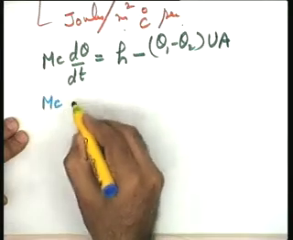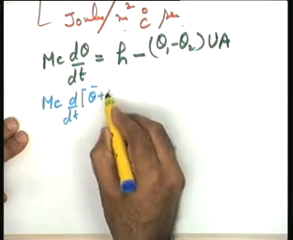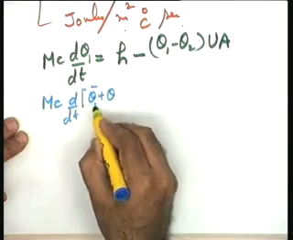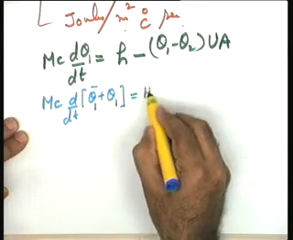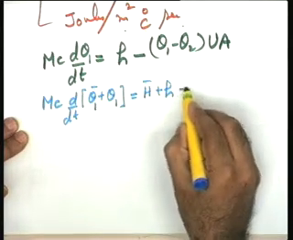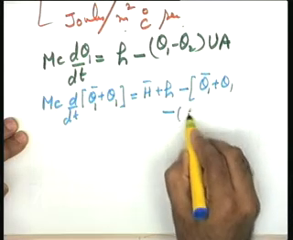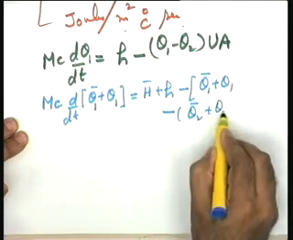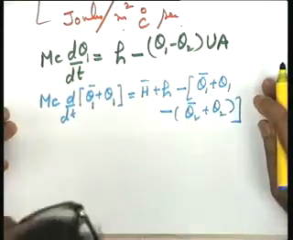The total equation, if I want to write, will look like this: mc d by dt of theta 1 bar plus theta 1 is equal to h bar plus h minus theta 1 bar plus theta 1 minus theta 2 bar plus theta 2. This is the total equation. You may please note, I have directly written the perturbation model, but let me explain how the perturbation model has come.